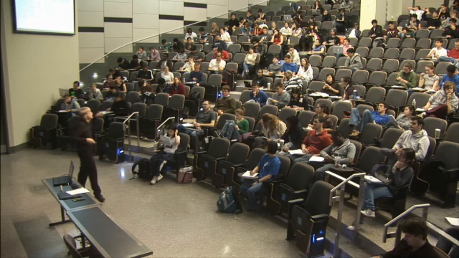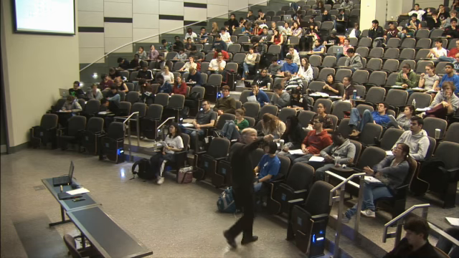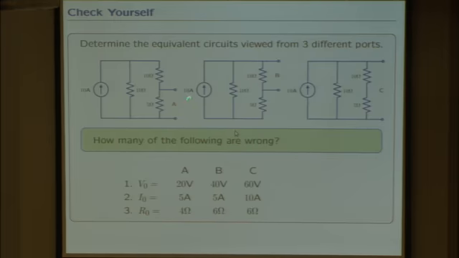So the definition of V naught is the open circuit voltage. So I need to figure out for the A circuit how big would be the voltage across A if there was no current flowing in the leg of A. Is everybody clear on that? So the thing that I would do is I'd think about there's no connection here. What's the voltage here? So how would I calculate that?